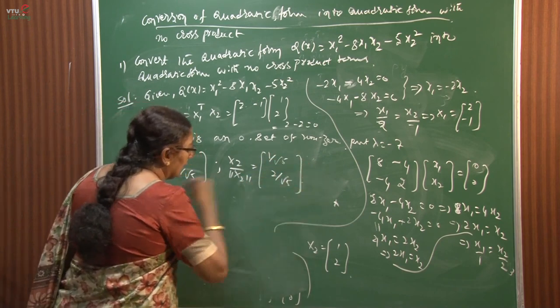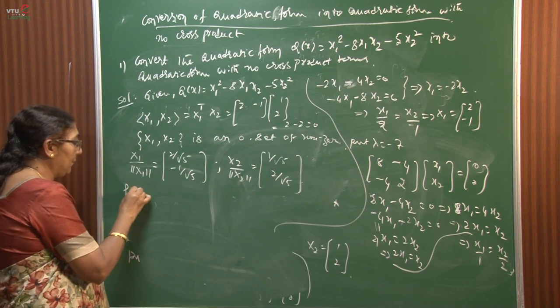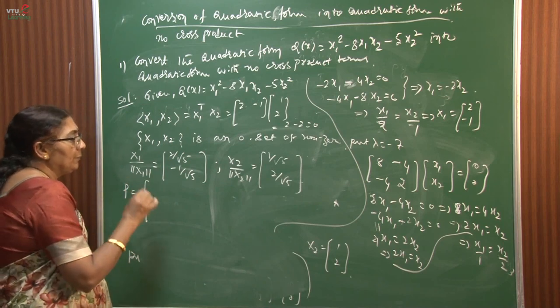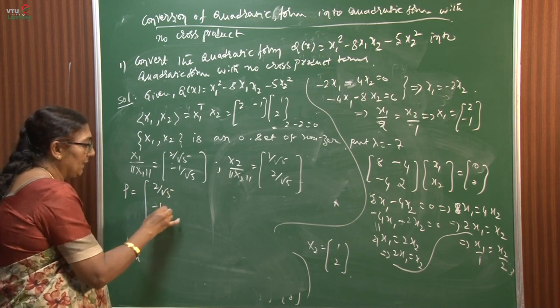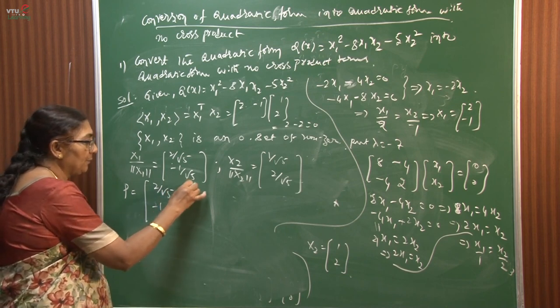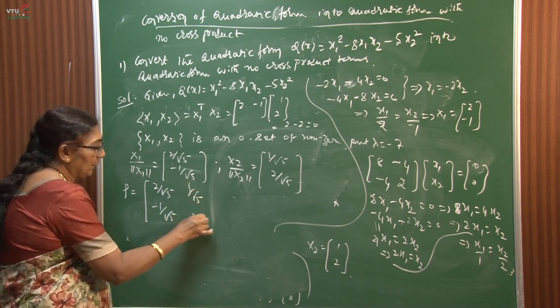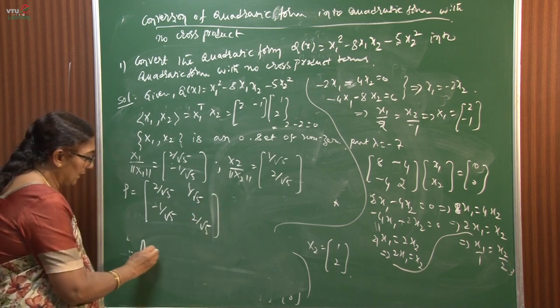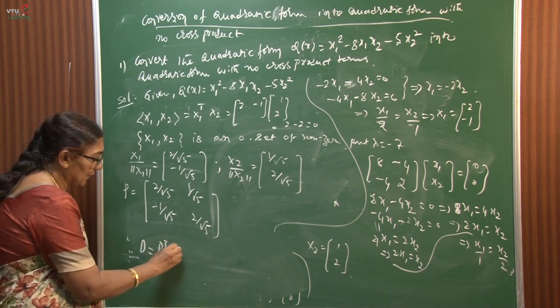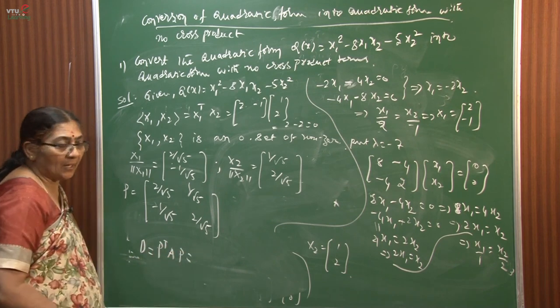In the next step, you prepare P. What is my P? The first column is 2 by root 5, minus 1 by root 5; these two normalized vectors are the columns of P, with 1 by root 5, 2 by root 5. Next, find D. D is P transpose A into P. We did this part already.